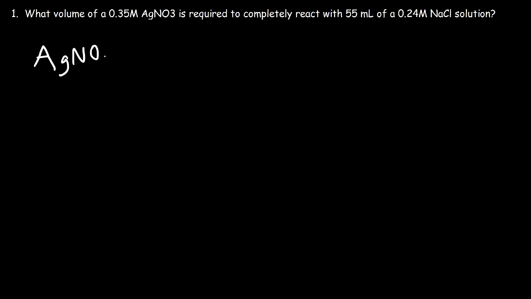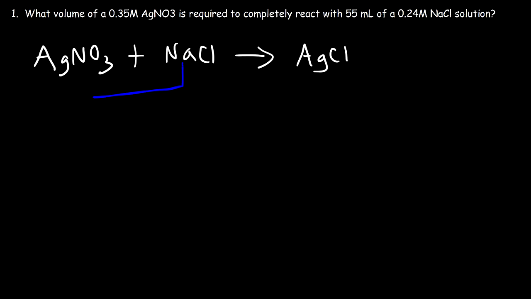Silver nitrate is reacting with sodium chloride. And so what we have here is a double replacement reaction. Silver and chlorine are going to pair up in a 1-to-1 ratio. Silver has a positive 1 charge, chloride has a negative 1 charge. So silver chloride is simply AgCl. Sodium is going to pair up with nitrate, also in a 1-to-1 ratio. Sodium has a positive 1 charge, nitrate has a negative 1 charge. So the chemical equation is already balanced.